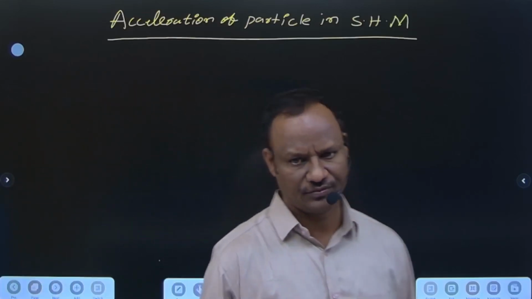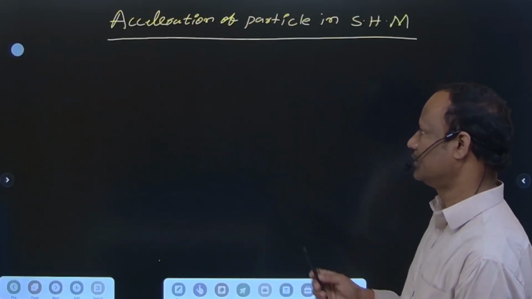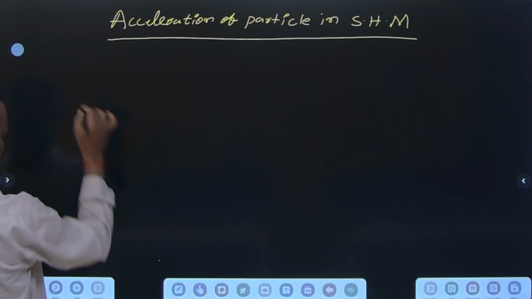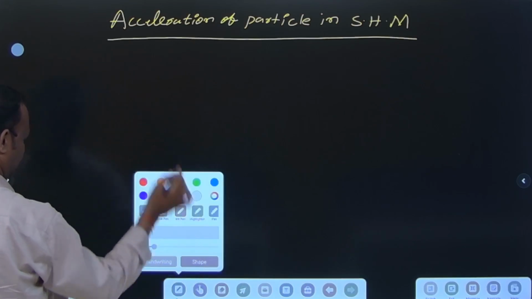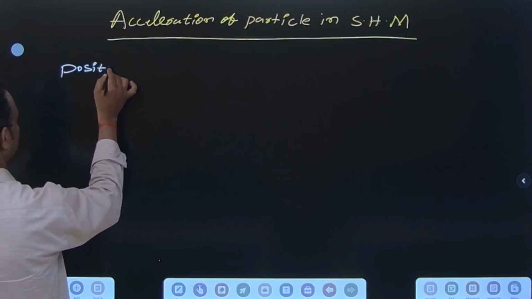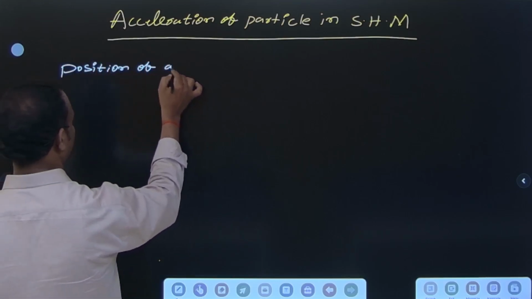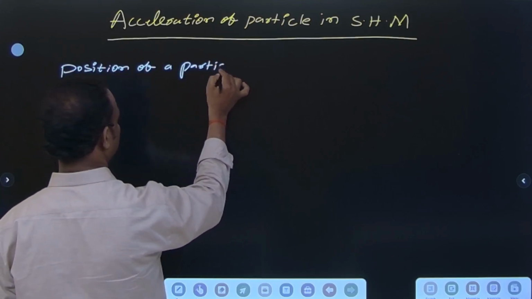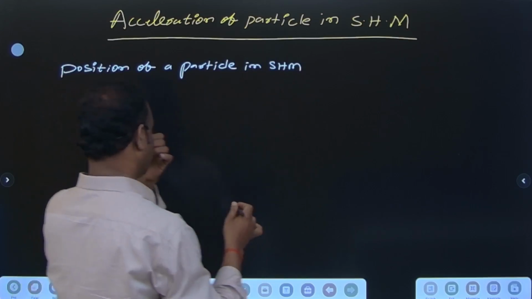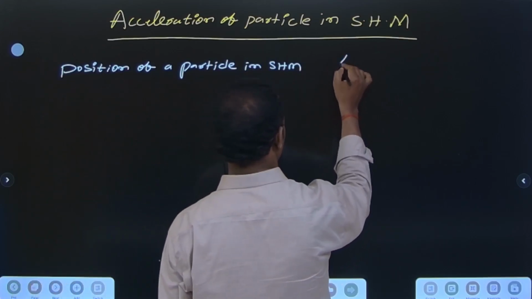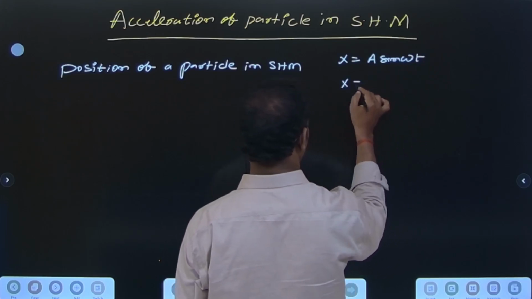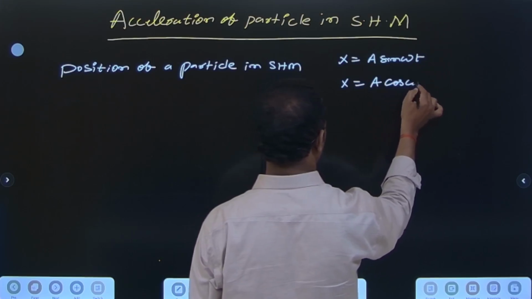In the last session, we completed the displacement, the position of a particle in SHM. What is the formula? X is equal to A sin omega t, X is equal to A cos omega t.